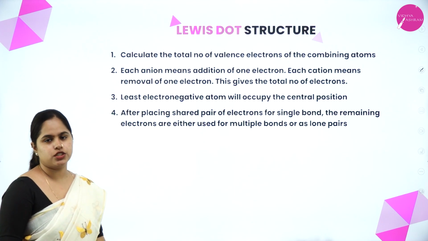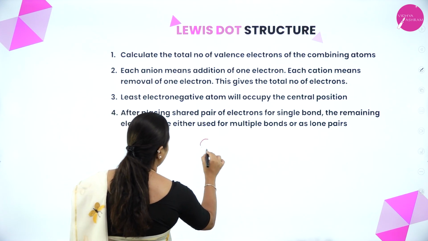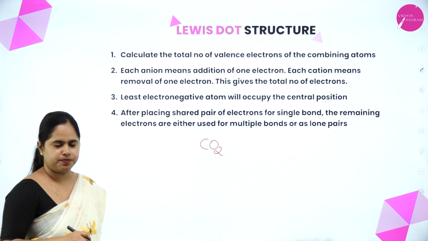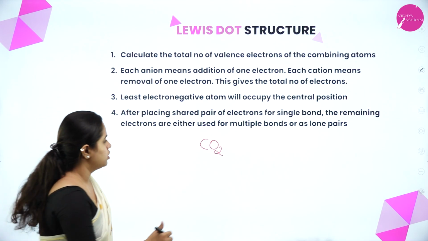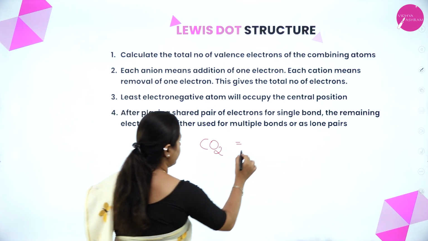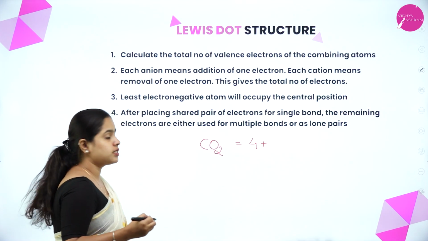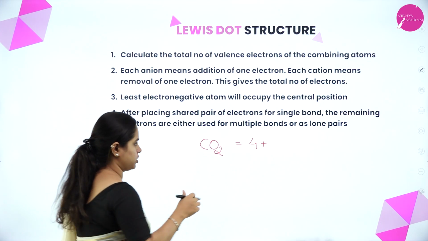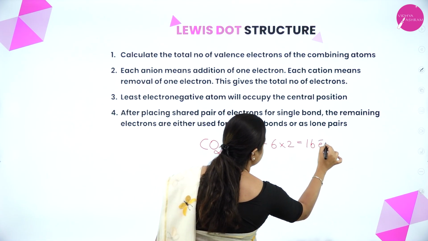So to understand each of the steps, let's take one example and go through each of the steps. I am going to represent carbon dioxide in Lewis dot structure. So how do I do it? The first step is to calculate the total number of valence electrons. In carbon, there are 4 valence electrons, right? And in oxygen, there are 6 valence electrons multiplied by 2, since there are 2 atoms of oxygen. So 6 into 2, that is 12. That gives you a total of 16 electrons.